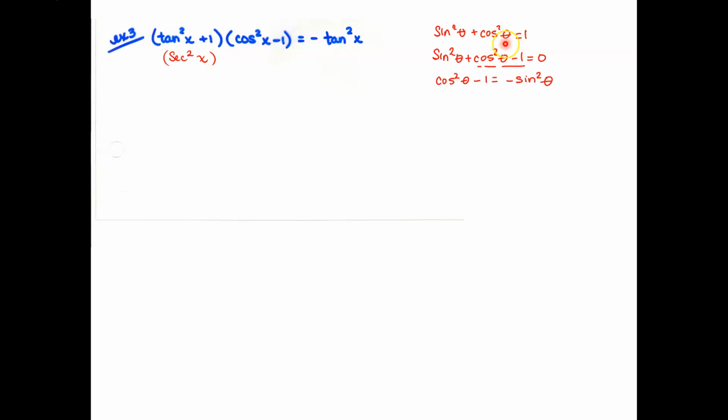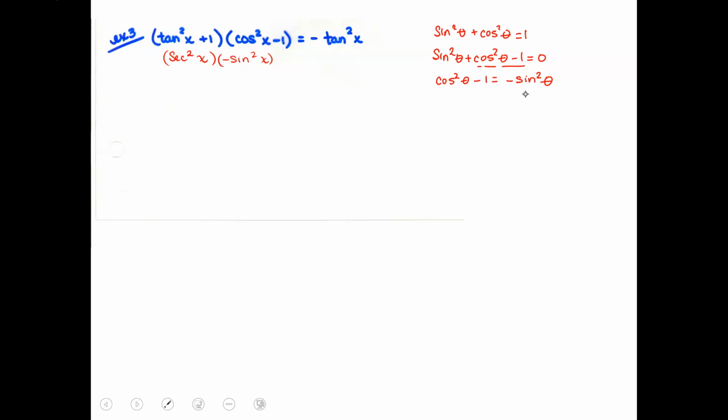So first off, I need to subtract the 1 over to the left-hand side. So there's my cosine squared minus 1. Now I need to get rid of that sine squared. I need to move it to the other side. So I'm going to subtract it over to the other side. And so cosine squared minus 1 then would be equal to a negative sine squared.